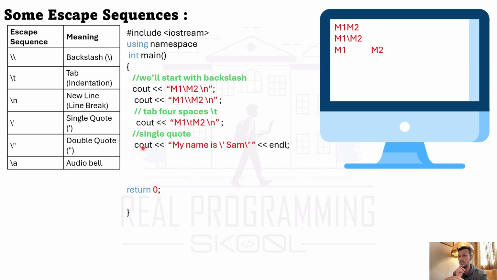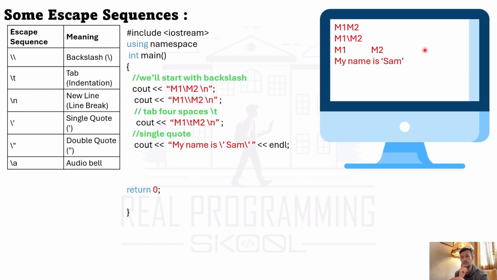We have here the single quotation. If you want your name, for example my name, surrounded on the screen with single quotation marks, I should write it like this: my name is backslash single quotation, my name, and after that backslash single quotation, and close it with a double quotation. It will print on the screen as you see it now: my name is 'Sam', closed with a single quotation.